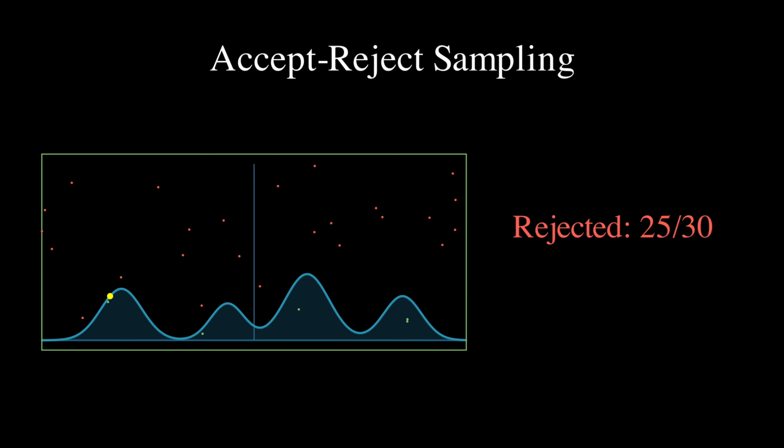Out of 30 samples, we're rejecting most of them, and this gets exponentially worse as dimensions increase or distributions become more complex, because that green box needs to grow larger and larger to encompass all the peaks, leading to acceptance rates that drop to less than 1% in real applications.